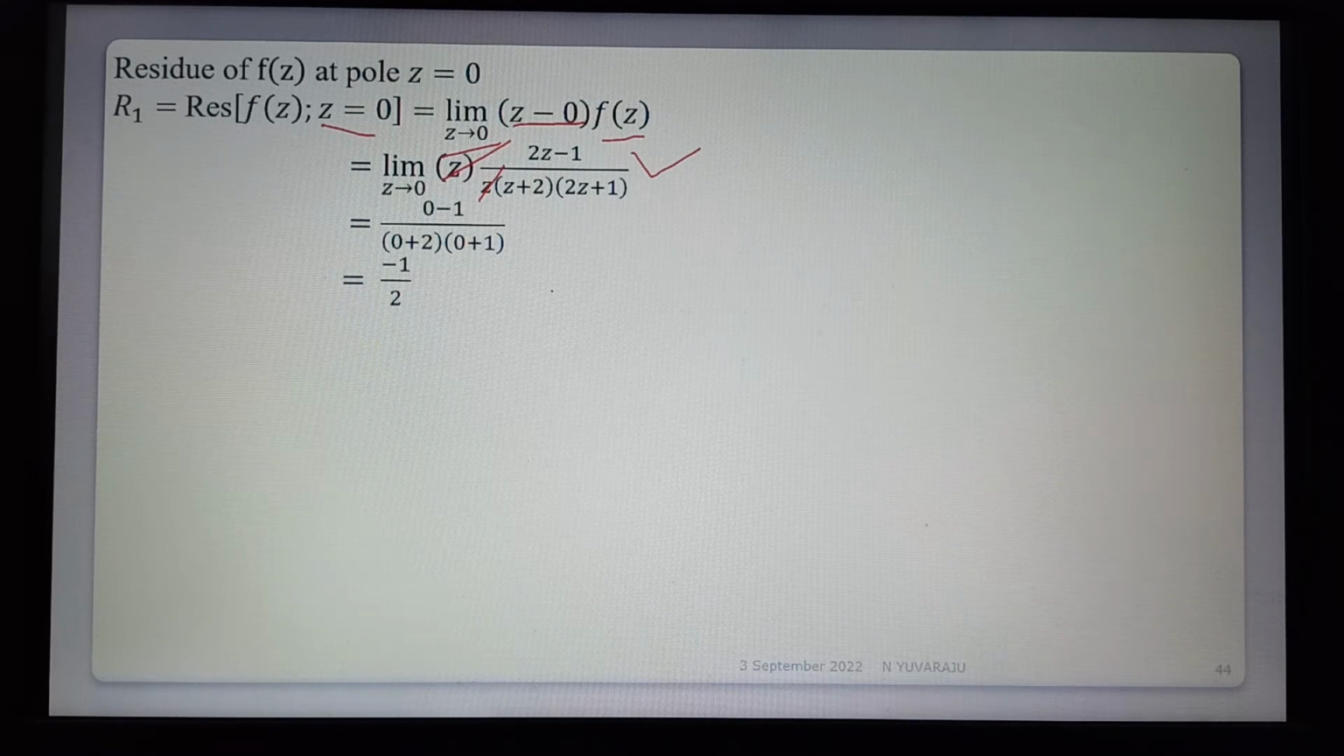Similarly, we have to find the second residue, at the pole z equal to minus 1 by 2.